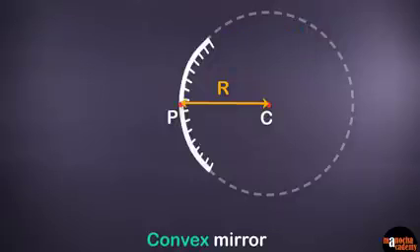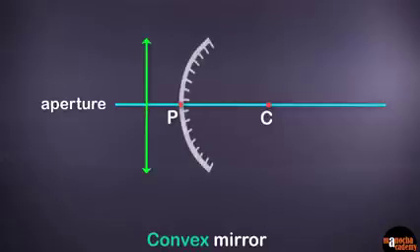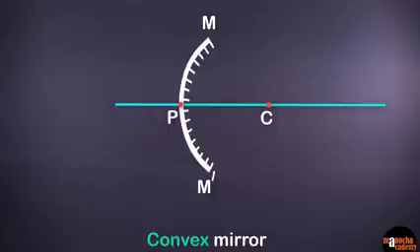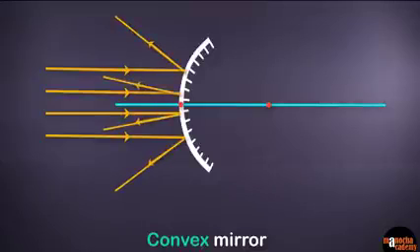The straight line passing through the center of curvature and pole is called the principal axis. The portion of the mirror where the reflection of light takes place is called the aperture, represented by M M dash here. Remember, the convex mirror is a diverging mirror. If a beam of light that is parallel to the principal axis is incident on the convex mirror, after reflection, the rays appear to diverge from a point on the principal axis.